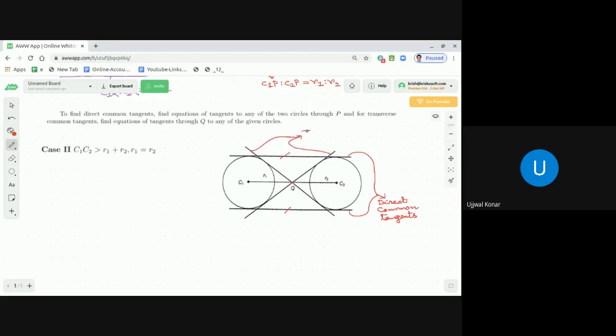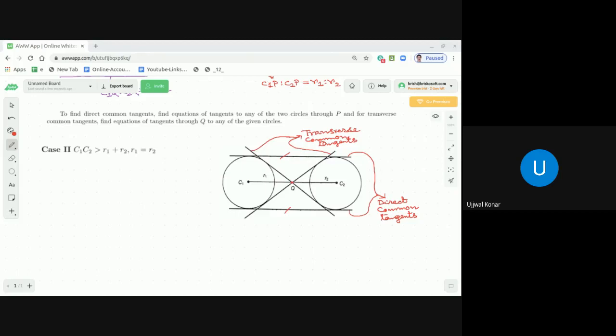So this is transverse common tangents. Okay, got it? So now for direct common tangent, find the tangent to any of the circle having slope m of the line C1 C2, and that is how you can find it out?